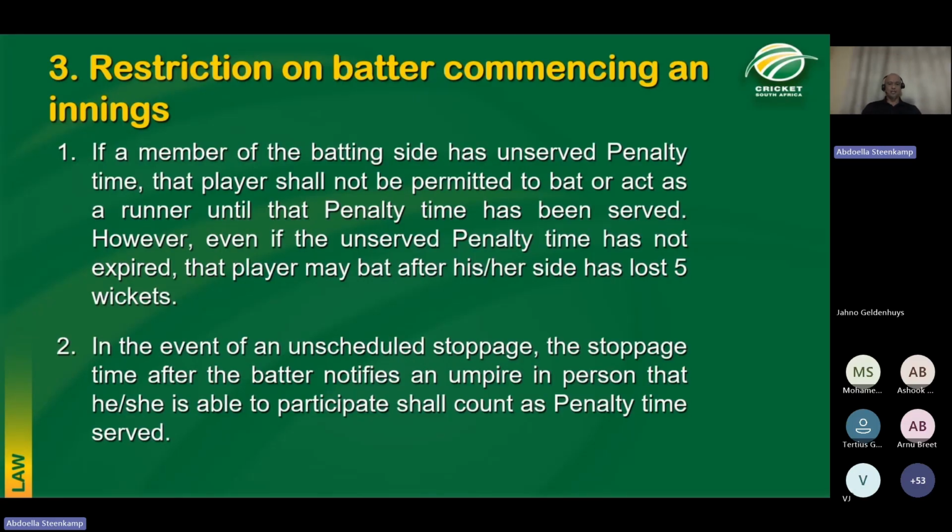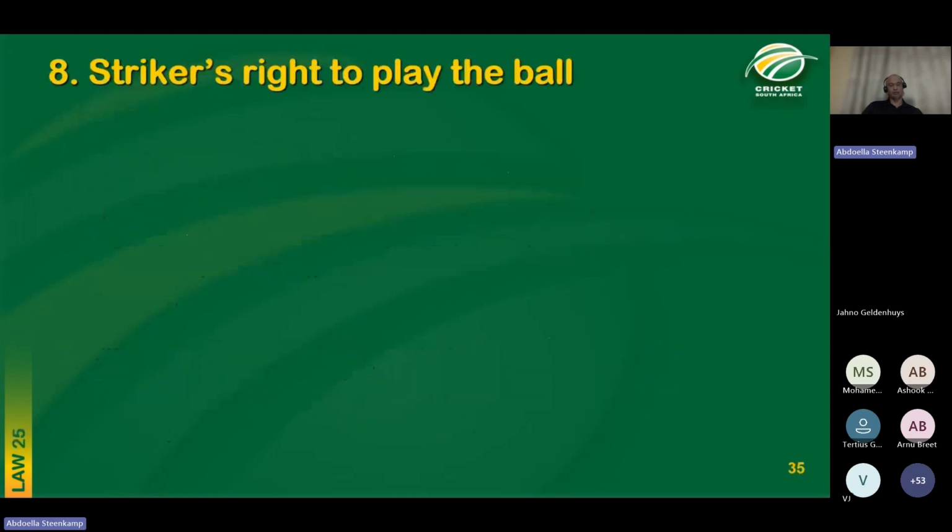If there was an unscheduled stoppage like rain, we can only offset or subtract that unscheduled stoppage from time that a batter owes as soon as that batter personally informs the umpire.